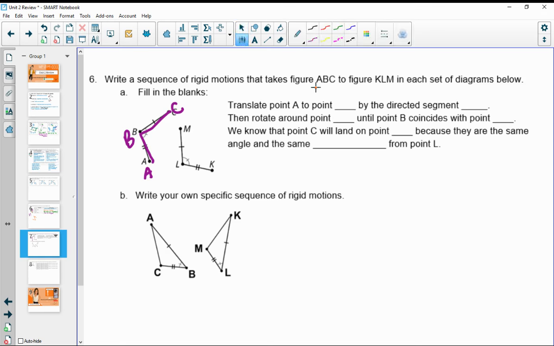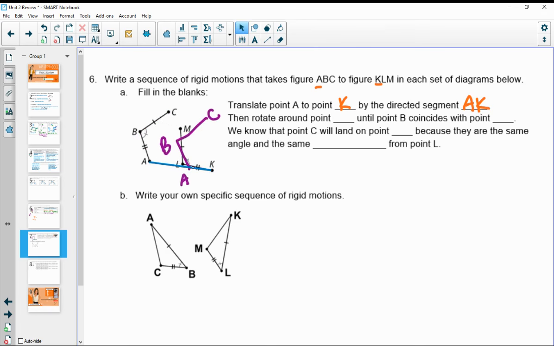Well, we need to take A to K. So translate point A to point K by the directed line segment AK. The one that would connect A to K, telling us to go this direction. So we would move this whole thing, translate A to K.